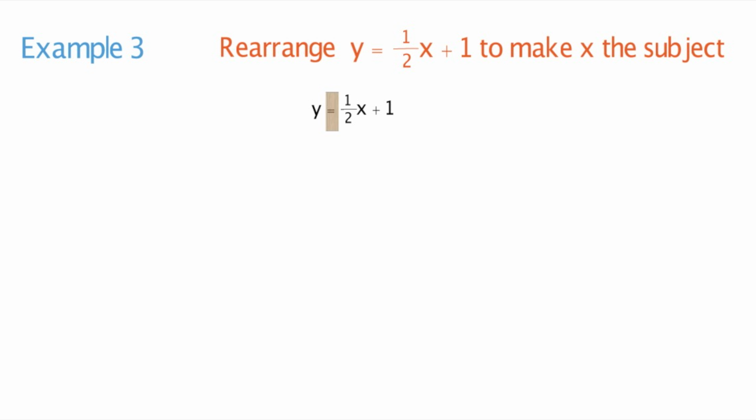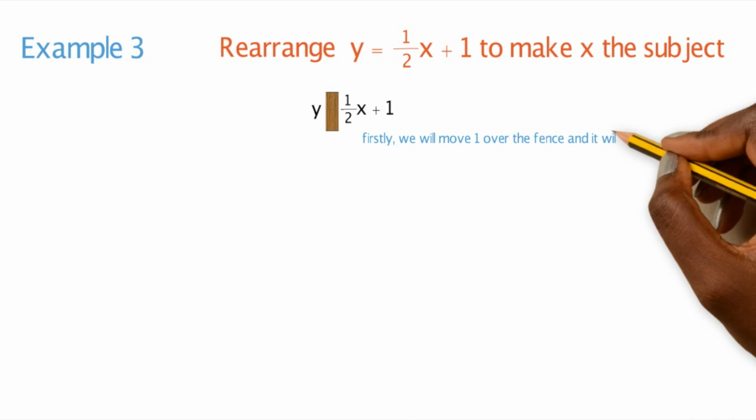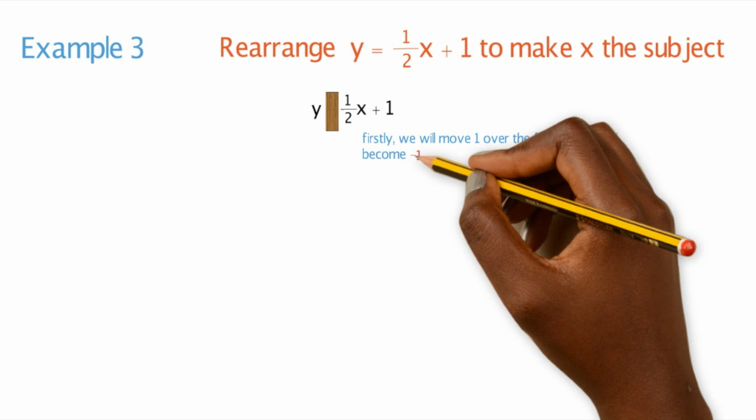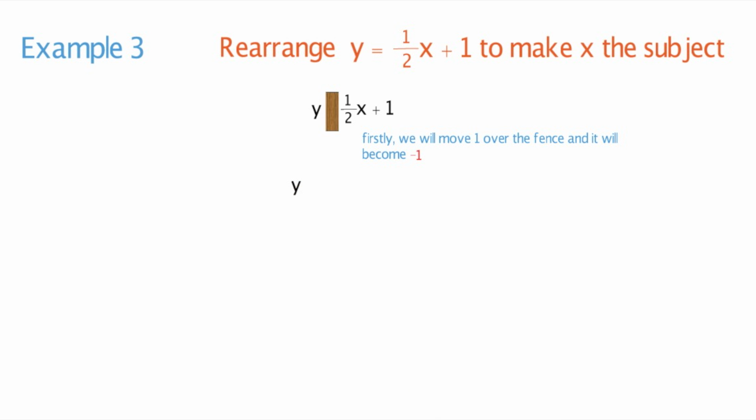And again, our equal sign is our fence. So the first thing that we're going to move away, because you're moving away whatever's furthest away from whatever you make the subject, so it's going to be plus 1. So if we move plus 1 over, it's going to end up becoming minus 1.